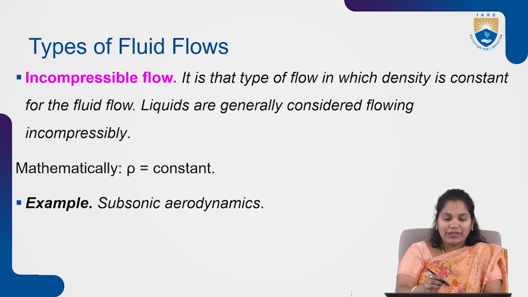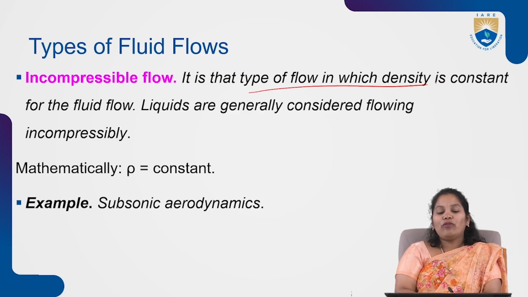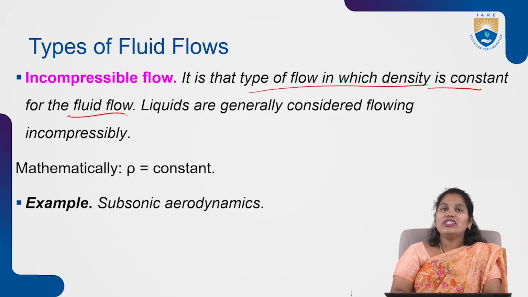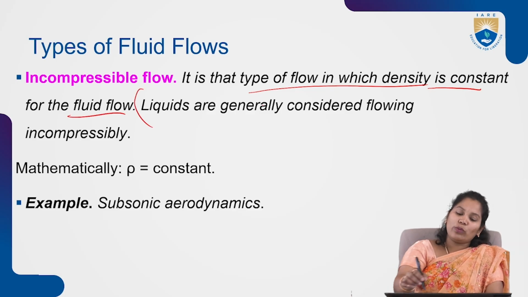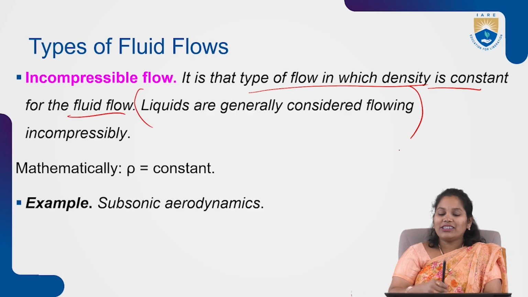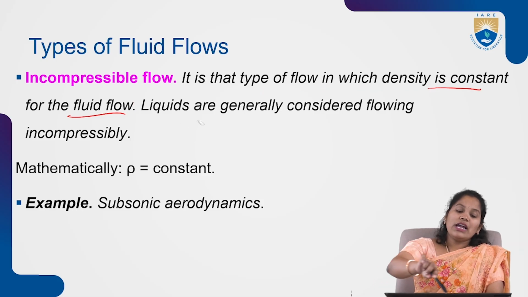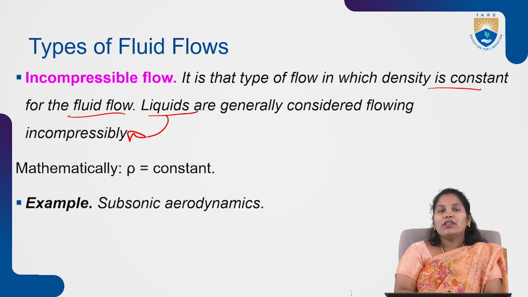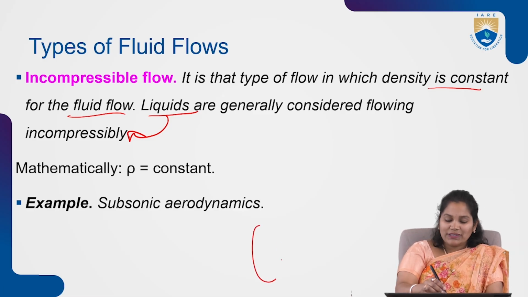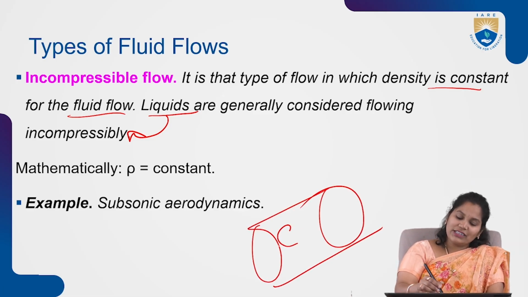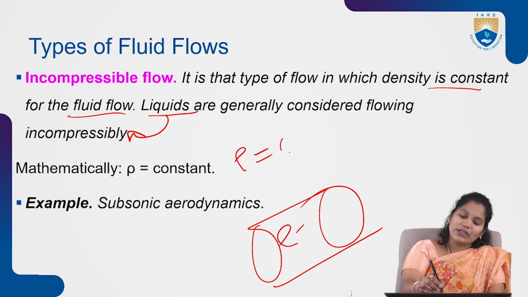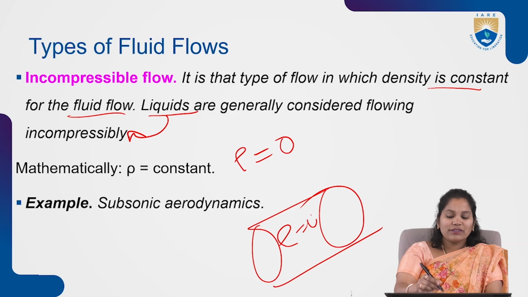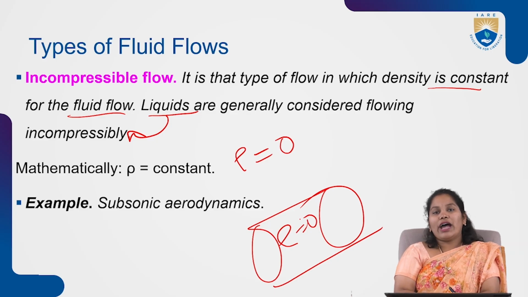Incompressible fluids are a type of fluid where the density is constant. That is nothing but liquids. Liquids are generally considered incompressible. Water we cannot compress. So these liquids are incompressible fluids. Throughout the flow, the density of the liquid is the same. Density is constant. An example of this is subsonic aerodynamics.